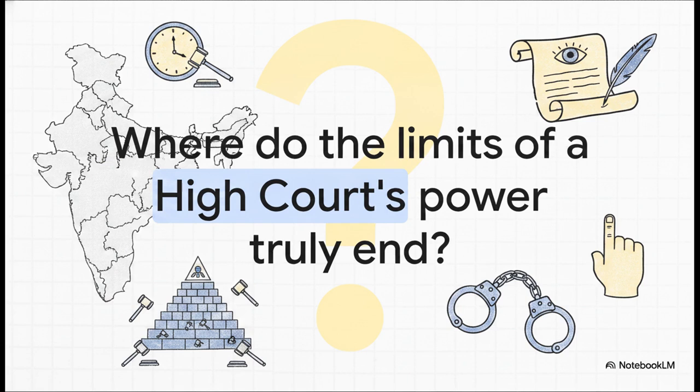But having seen all of that, it really leaves us with a compelling question, doesn't it? When an institution holds the pen to constitutional interpretation, completely micromanages the lower courts, and has the unilateral power to punish anyone for contempt, where do the limits of a high court's power truly end? It's definitely something to chew on the next time you see a headline about a major high court ruling. Keep this framework in your back pocket, and the whole complex world of the Indian judiciary is going to make a lot more sense.